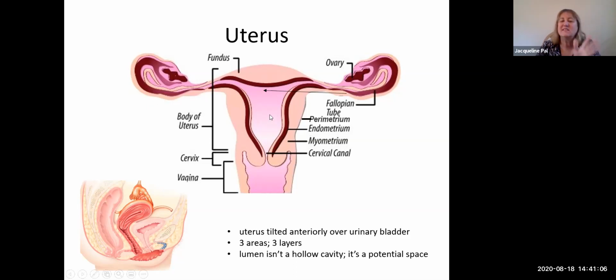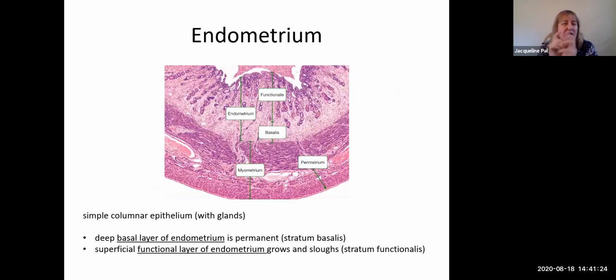Now, the lumen is not just this empty triangular space like all the pictures show you. In fact, it's not a hollow cavity. It's collapsed down on itself unless there is a baby or a placenta in there. It's a potential space. So let's look at the endometrium a little bit closer. It's a simple columnar epithelium here at the surface, and we have glands which extend deeper.